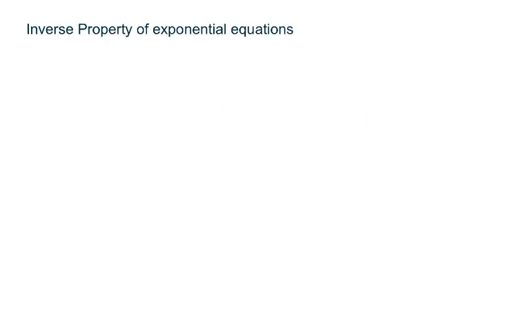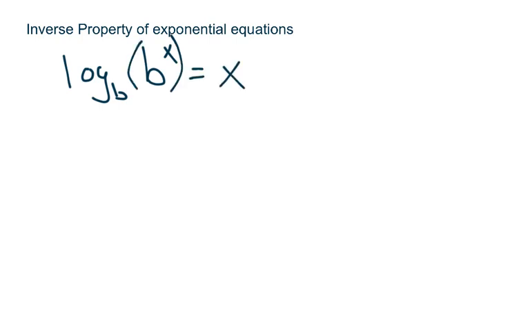Let's move on to method number 2, the inverse property of exponential equations. Okay, this one tends to trip people up just a little at first, because it's just something that you've never seen before. There are actually 2 properties here, or 2 examples. So if we have the log base b of b to the x, that is actually equal to just x. Or if we had the natural log of e to the x, that would be also equal to x.